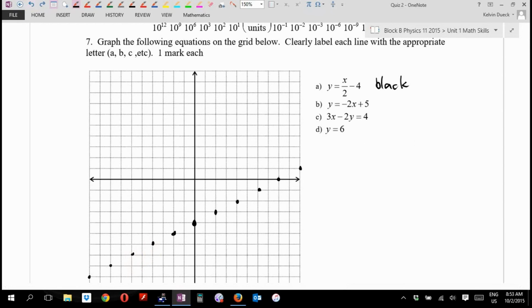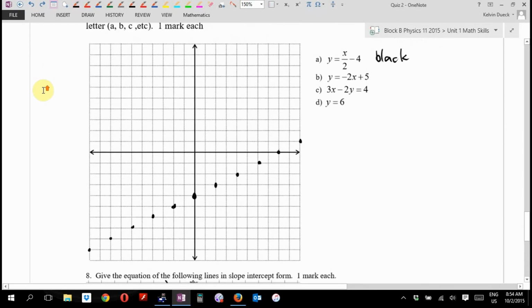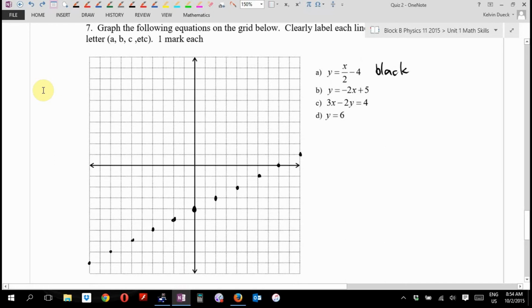Hang on, Mr. Dueck, no freehanding. Get your ruler out. Here we go. Each of these is worth 1 mark. If you got it right, great. Otherwise, I would give you a half mark if you got the y-intercept right, or a half mark if you got the slope right. And I'll label that line A.